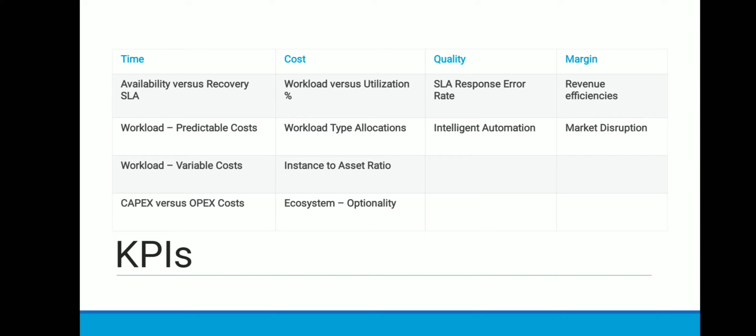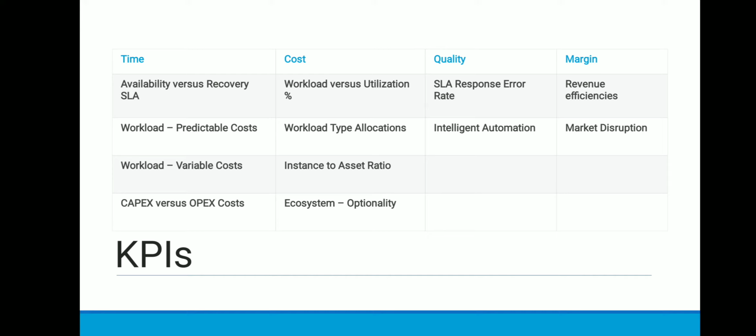Availability versus cost recovery SLA is an indicator of availability performance compared to current service levels. Workload predictable cost is an indicator of CapEx cost of on-premises ownership versus your cloud ownership. Variable cost is an indicator of OpEx cost for on-premise ownership versus cloud, and it also indicates, in certain instances, burst cost, CapEx versus OpEx.